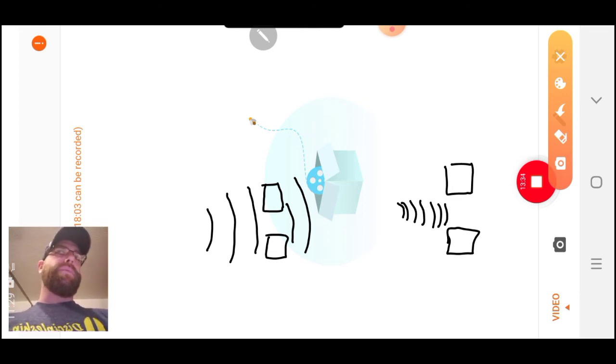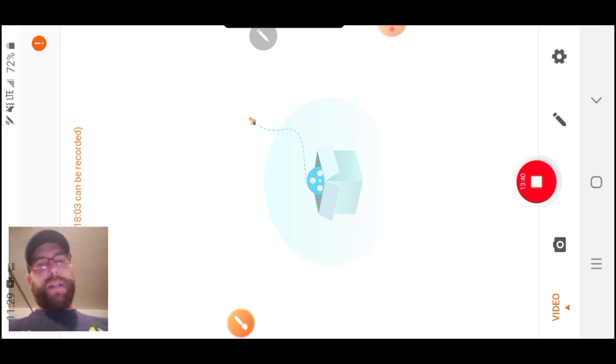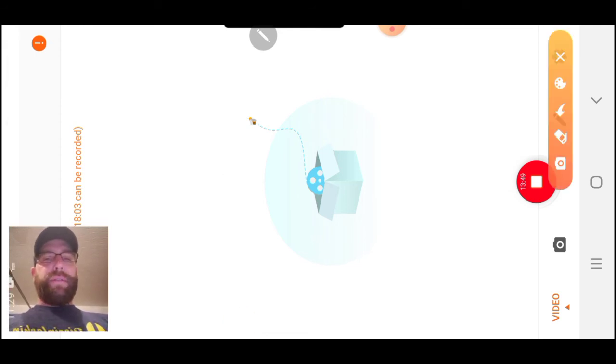So those are examples of diffraction, where there's waves going around barriers. The last thing I want to talk about is interference. Interference is when two waves interact with each other. So we have two types. We have constructive interference and destructive interference. It's pretty simple. Constructive interference is when two waves add together.